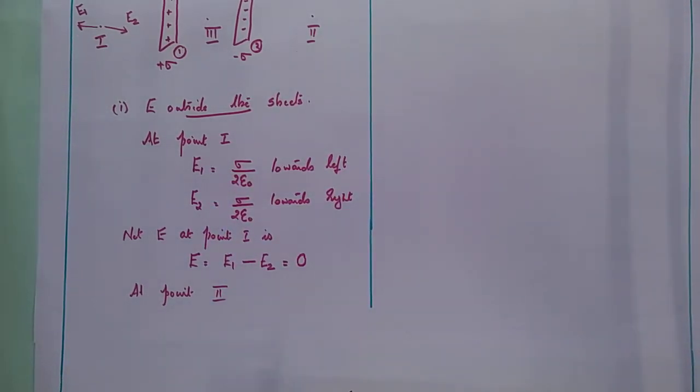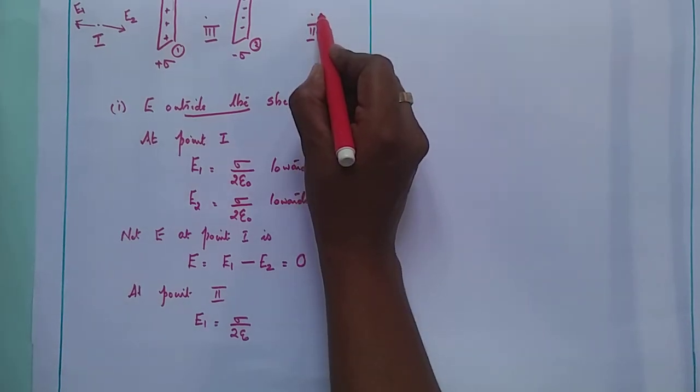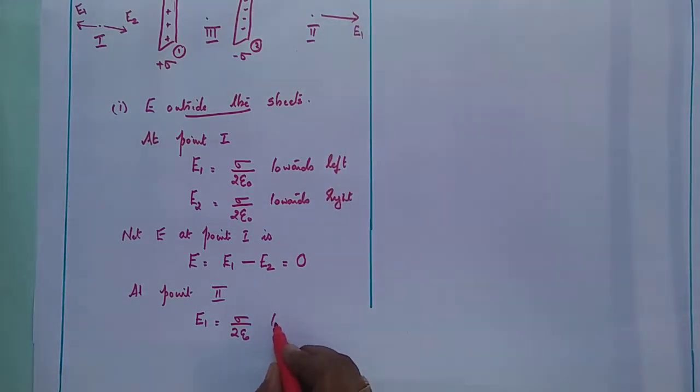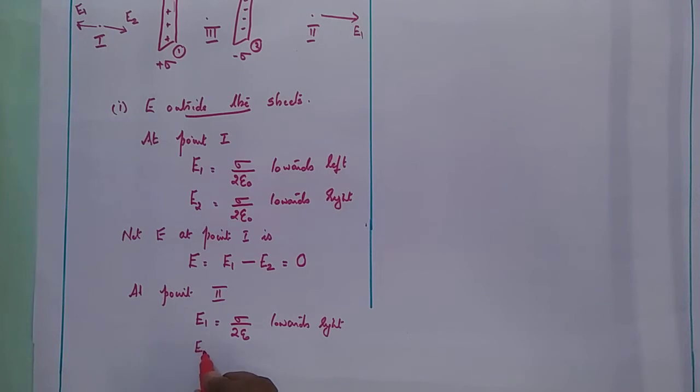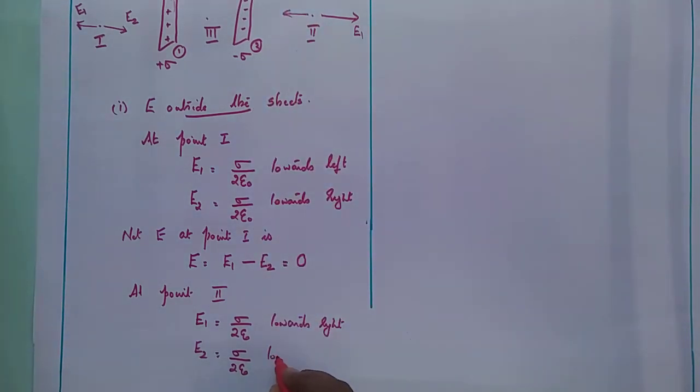Here also we can find the electric field at the point due to the two plane sheets. Electric field at the point due to the first sheet can be written as E1 equals sigma by 2 epsilon 0. Find the direction: due to this positive charge sheet, what is the direction of electric field? If you place a unit positive charge, it will be repelled. So this is E1, direction is towards right. Again, electric field at the same point due to the negative charge sheet is E2 equals sigma by 2 epsilon 0. If you place a unit positive charge here, it will be attracted. So direction is towards left.